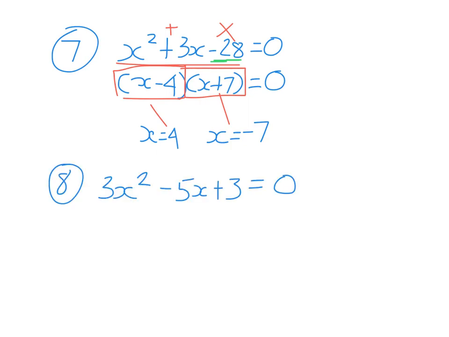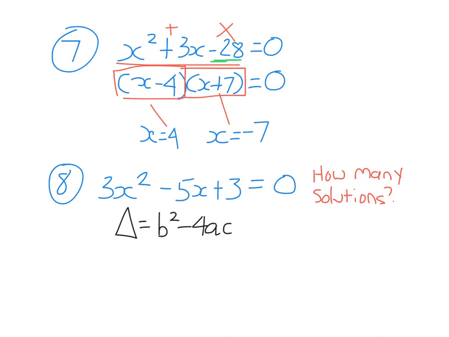For question 8, we have the equation 3x squared minus 5x plus 3 equals 0, and we're asked how many solutions. The number of solutions it has is totally determined by the discriminant, which is b squared minus 4ac. Remember, if the discriminant is positive, there are two solutions. If it's 0, there's one solution, and less than 0, there are no solutions.